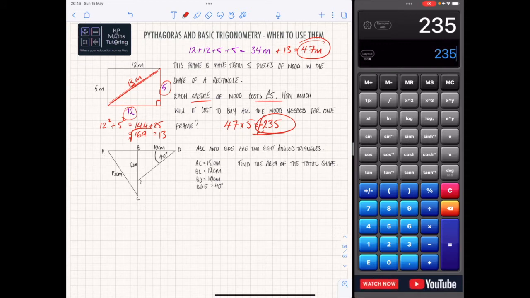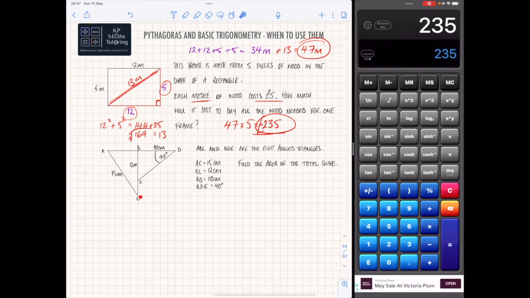In this next one, straight away before we even look at it, I can see that there's an angle. So the likelihood is I'm probably going to need to use trigonometry in this triangle. And in this triangle here, I actually may not need to because I've already got two sides. But let's read it and see what we've got. So it says ABC and BDE are two right angle triangles. So there's my two right angle triangles.